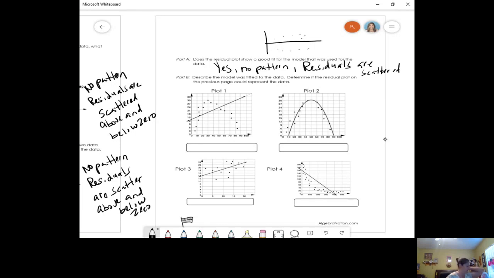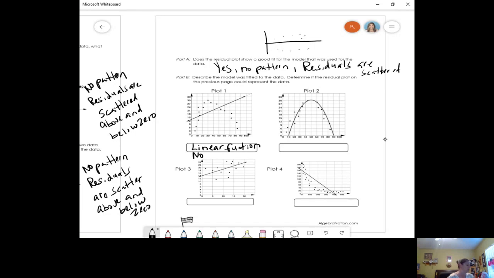All right, so looking at part B, it says describe the model that was fitted to the data. Determine if the residual plot of the previous page could represent the data. All right, so we can look at this and we know that this is a linear function. And does this represent? No, because it gives me that quadratic there.